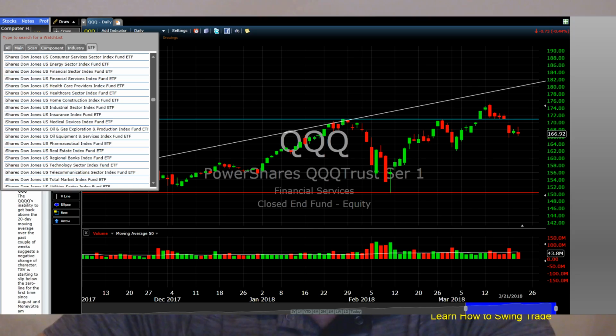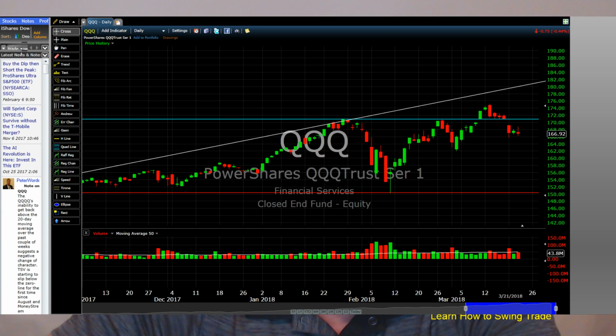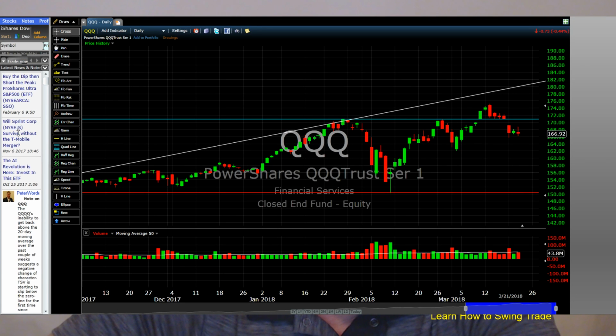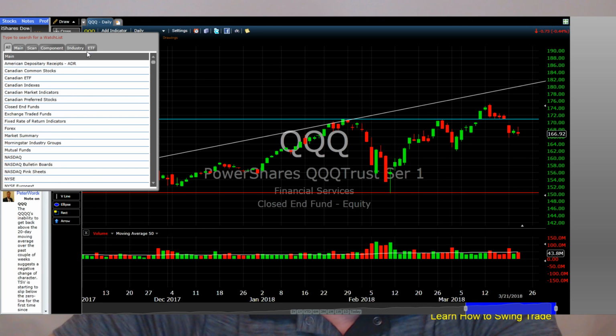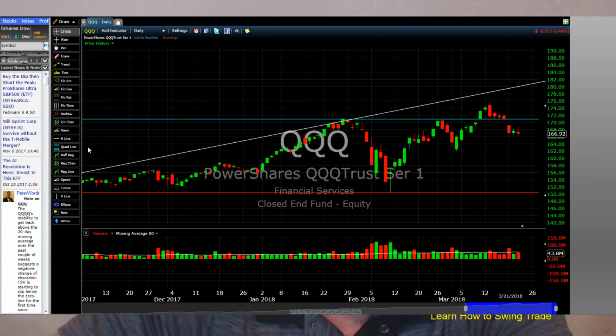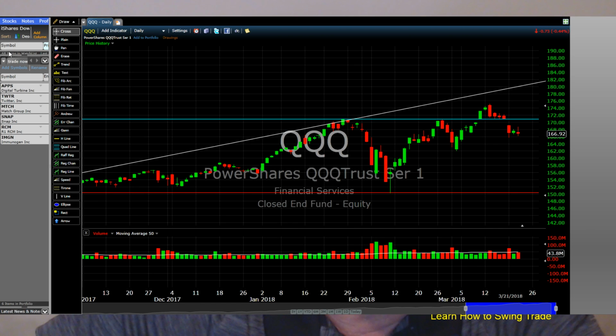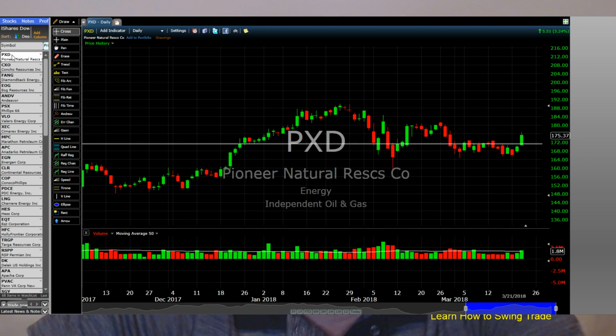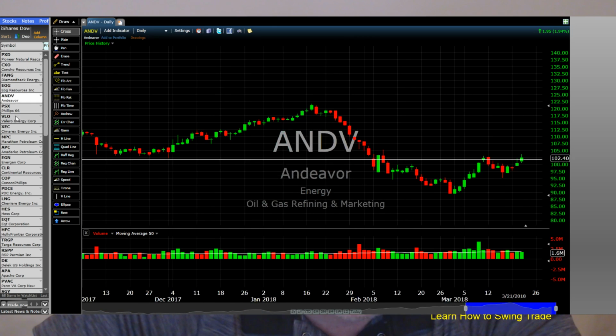Let's say I give you an example. Let's say you want the oil and gas exploration and production index fund. Where is it? Okay, you take another one. So this index that we see has all these stocks that you see here. All these stocks are inside this ETF.